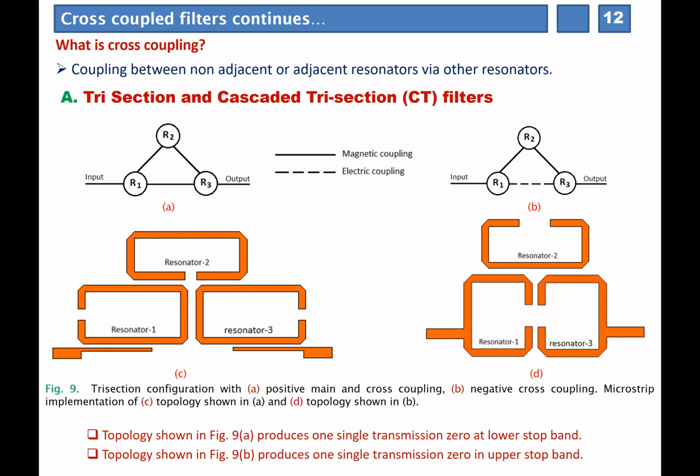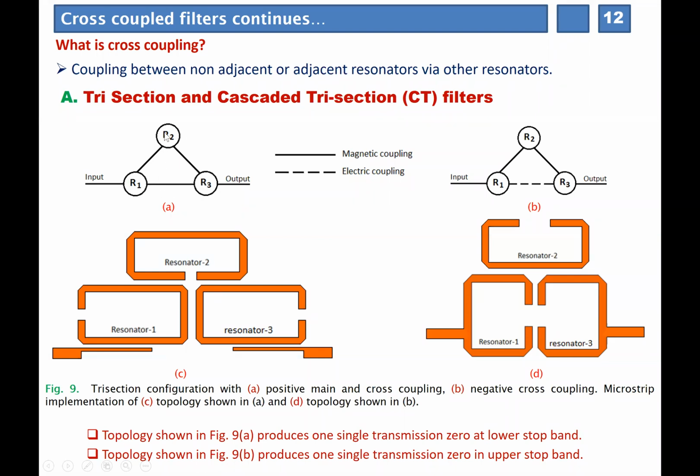So first one is called the trisection. Here you can see there are 3 resonators, resonator 1, 2 and 3. In Figure 9a, you can see this is the diagram without any resonator. In any paper or any book, you can find this diagram. So R1, R2, R3 are 3 nodes, that means 3 resonators. How are they coupled? R1 to R3, there is one direct coupling path and another coupling path R1 to R3 via R2.